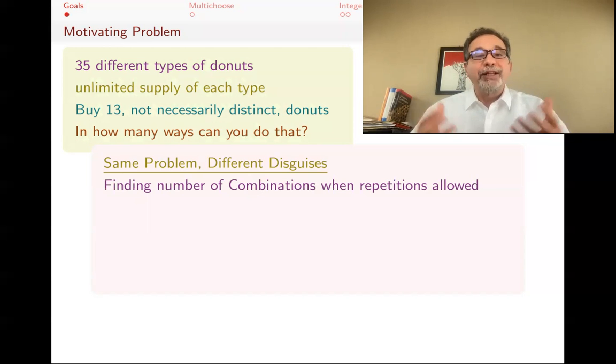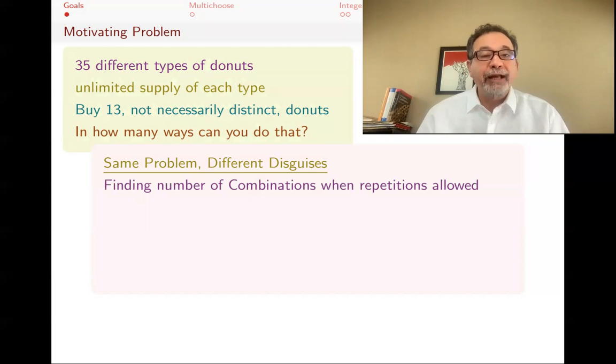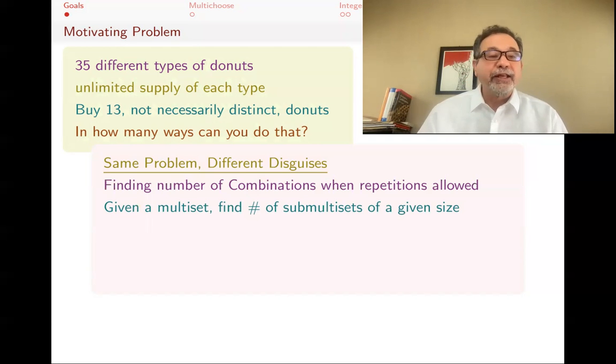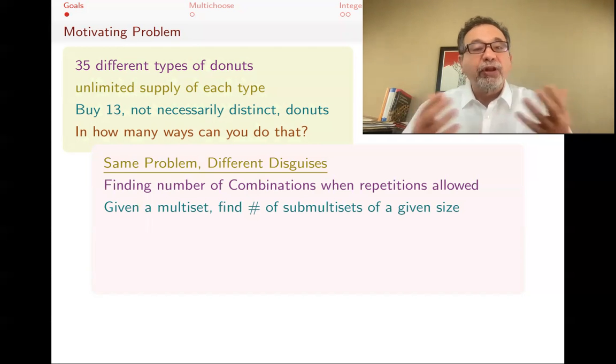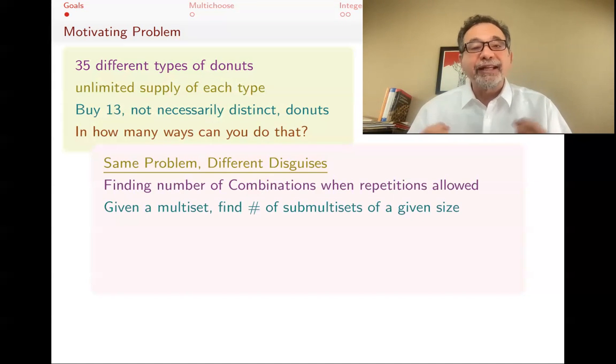So combinations is finding subsets. And here we're going to find a bunch of donuts, but we're allowing repetition, buying the same donut over and over again. Another way of thinking about this is that given a multiset, find the number of sub-multisets of a given size. Here we have a multiset with 35 types of elements, the 35 donuts, and each one has infinite repetition number.